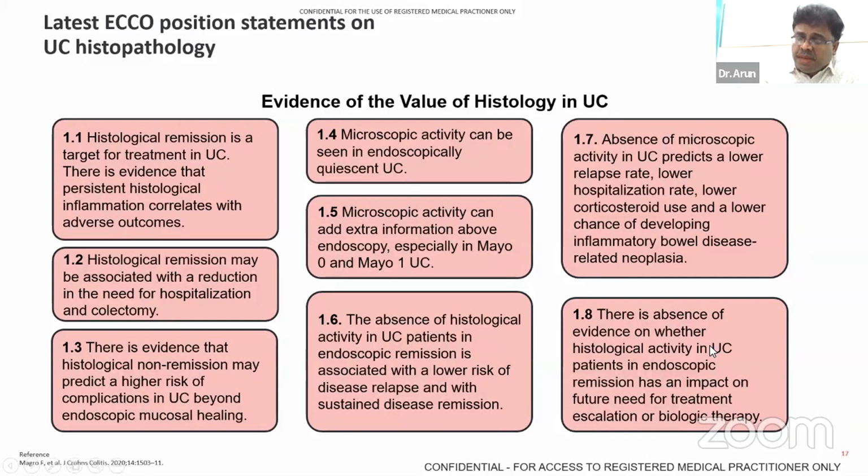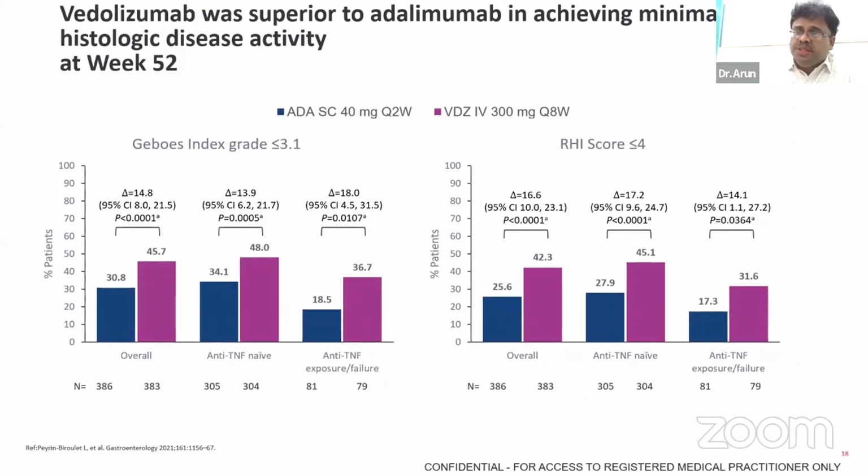And there is an absence of evidence on whether histological activity in UC patients in endoscopic remission has an impact on the future need for treatment escalation to biological therapy. So histological remission, microscopic activity, and the quiescent phases need to be improved, and targeting the patient in the proper way is very important when you address whether the molecule is going to get a response, whether histological remission attainment is there or not. That's very important to consider.